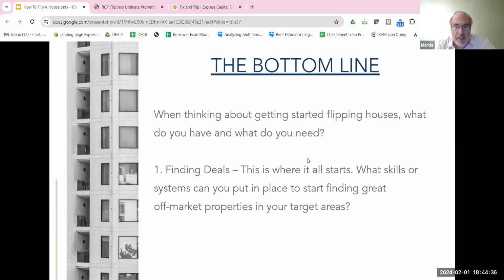So when thinking about getting started flipping houses, what do you have and what do you need? Well, first thing is you got to find the deals. Well, I'm going to say properties because they're created. What skills or systems do you have to put in place to start finding deals, whether it's off market or on market? And it's okay to start even on market.